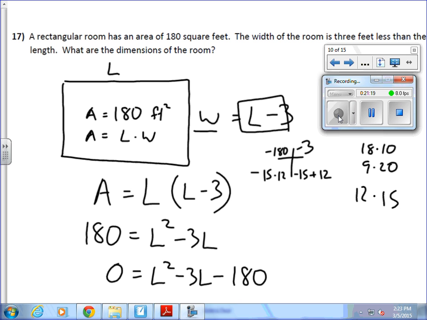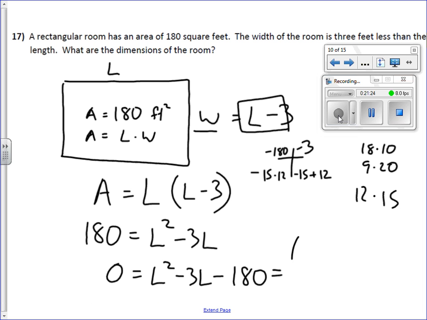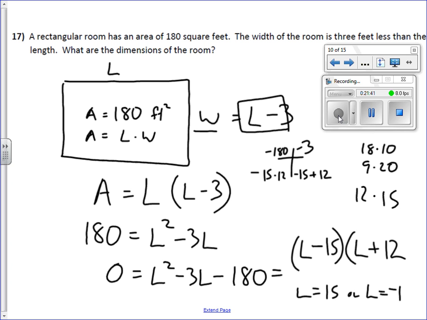So that means that to get 0 would require multiplying (L minus 15) times (L plus 12). And that would mean that L could be a positive 15 or L could be negative 12. But since we were talking about the length of a rectangle or the length of a room, we can't really use a negative number. So that one is not a realistic solution.